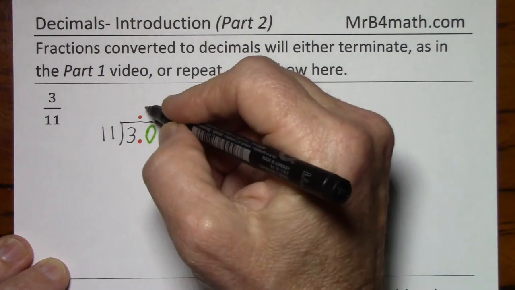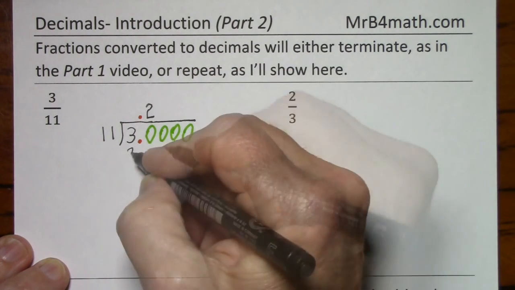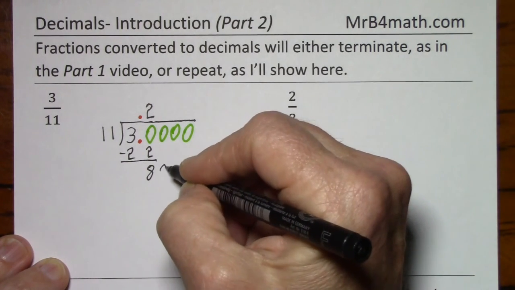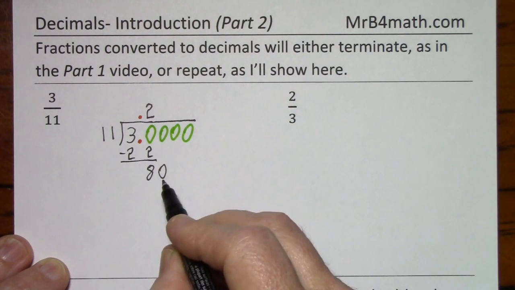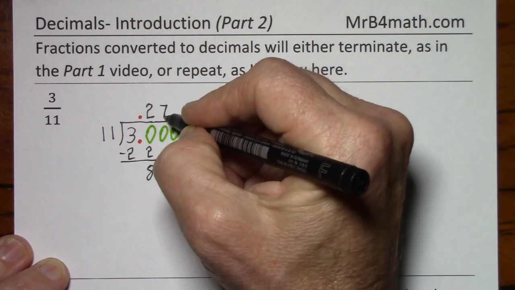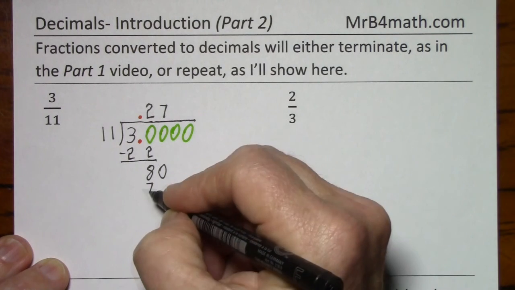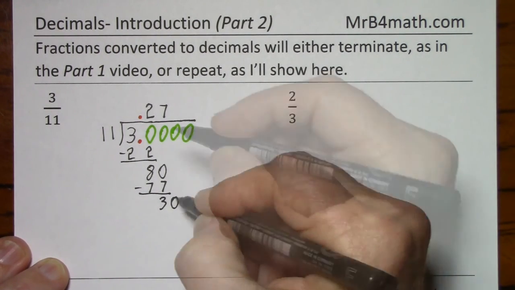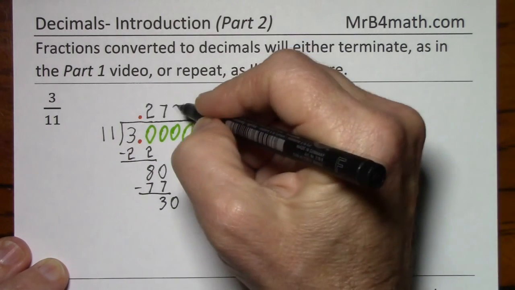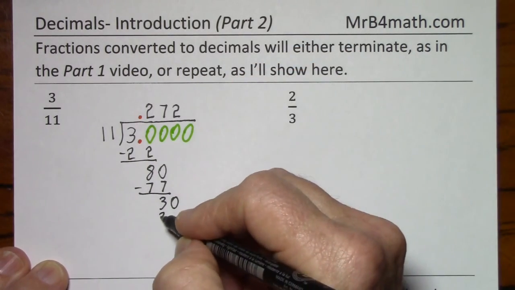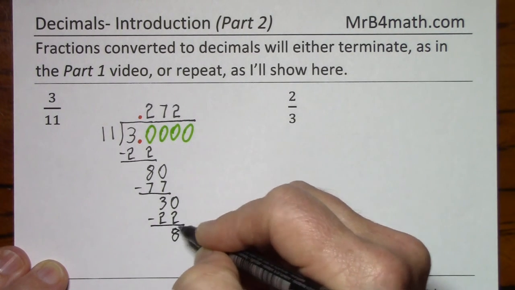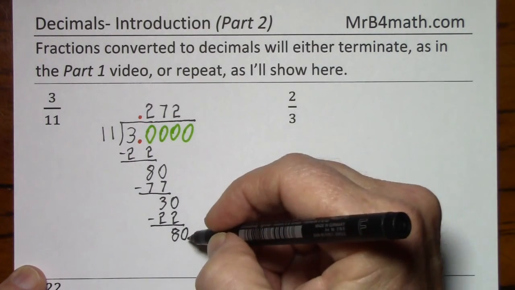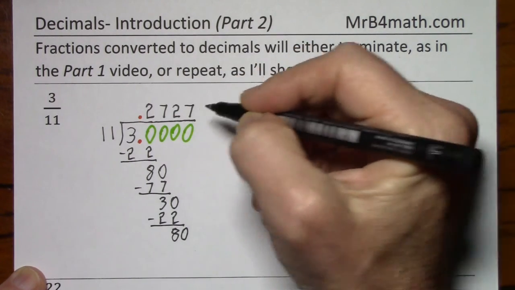11 goes into 30 twice. Bring down your 0. 11 goes into 80 7 times. Bring down your 0. 11 goes into 30 2 times. Bring down your 0. 11 goes into 80 7 times.